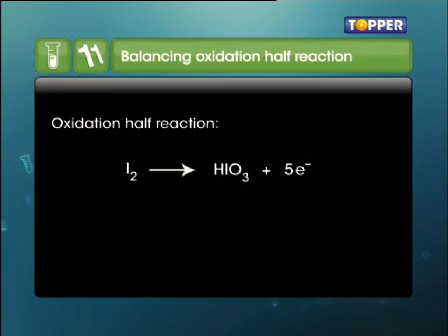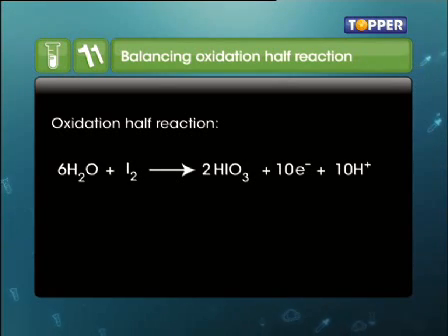But now, iodine atoms are not balanced. So, let us balance this reaction by multiplying with 2. Now in the next step, we will balance the number of oxygen atoms by adding an appropriate number of water molecules on the deficient side. Since the reaction medium is acidic, to balance hydrogen atoms, we will add an appropriate number of H+ ions to the deficient side.